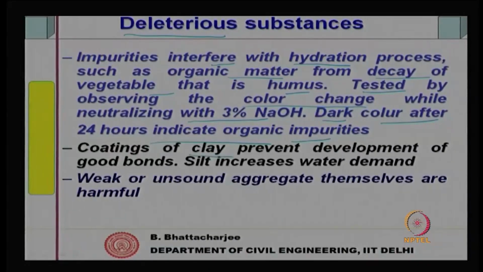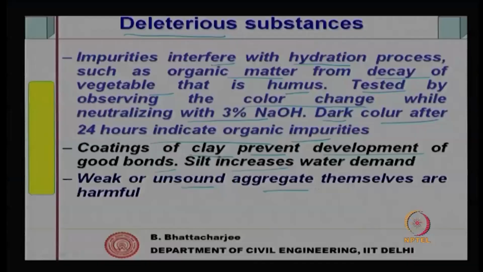You see, this is why we do not want clay. Clay prevents coating and development of good bonds. Silt also does this a little bit, but it will also increase the water demand a lot because it is very fine. So, if there is too much silt in the aggregate system, let us say more than 3.5% or something like that, then it will have a tendency to absorb a lot of water. Clay obviously does not allow any bond between the aggregate and the cement hydrates. So, actually the strength would be lower.